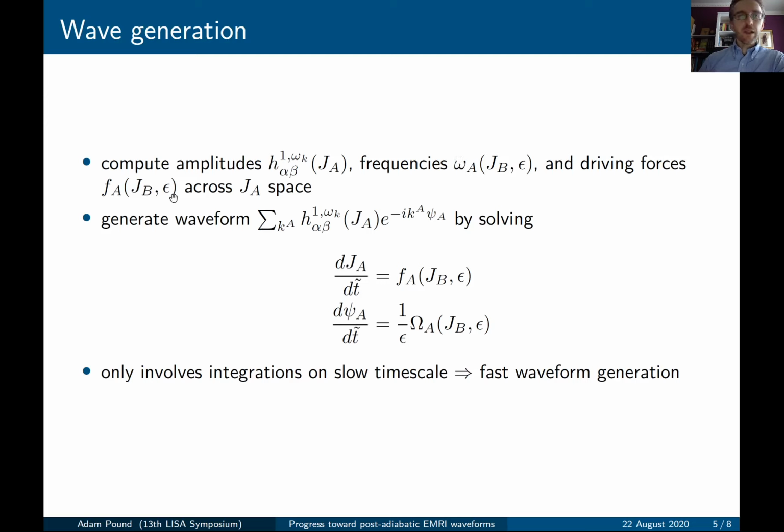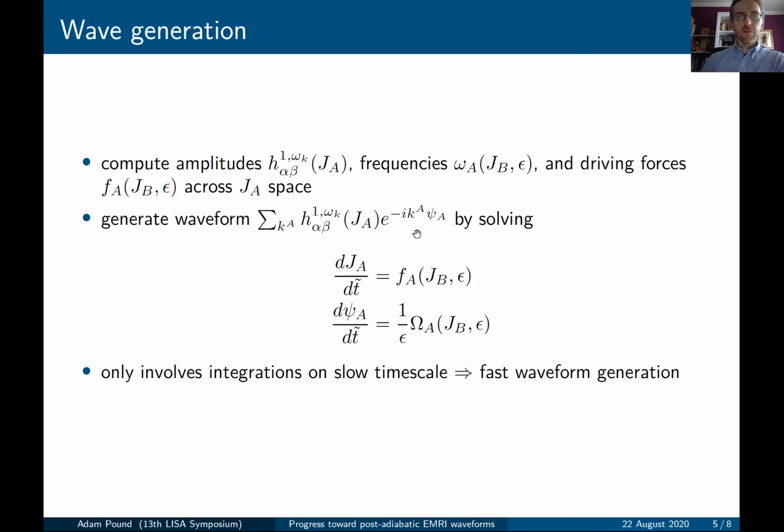So the frequencies and the driving forces will depend on h2. So you need to solve the second order Einstein equation at each point in your parameter space. But you don't need to store h2 itself, because you typically only care about the leading order amplitude.